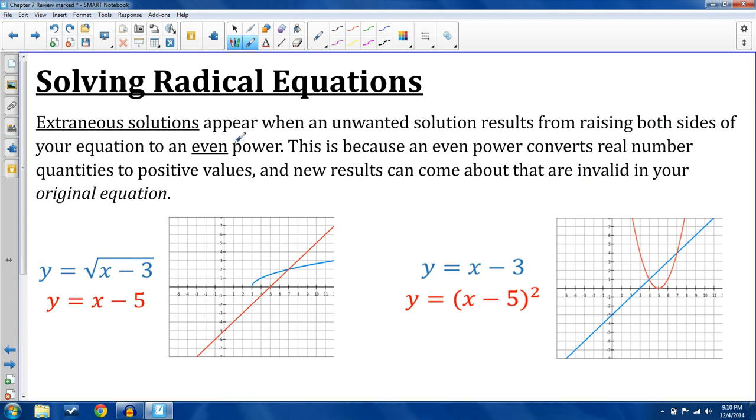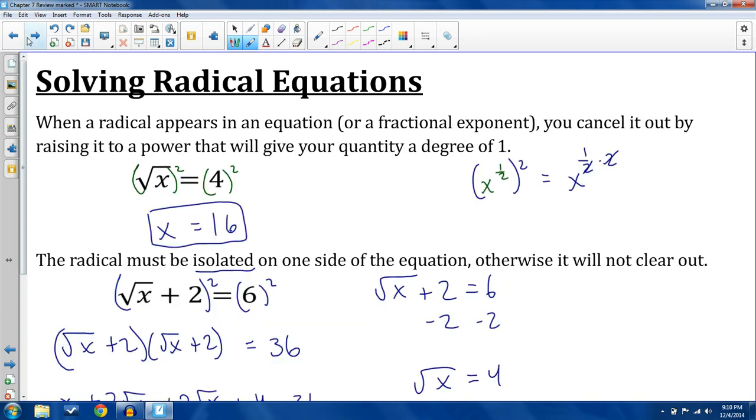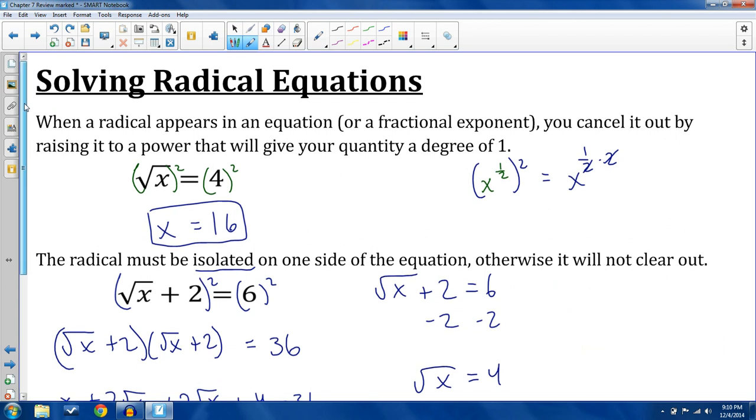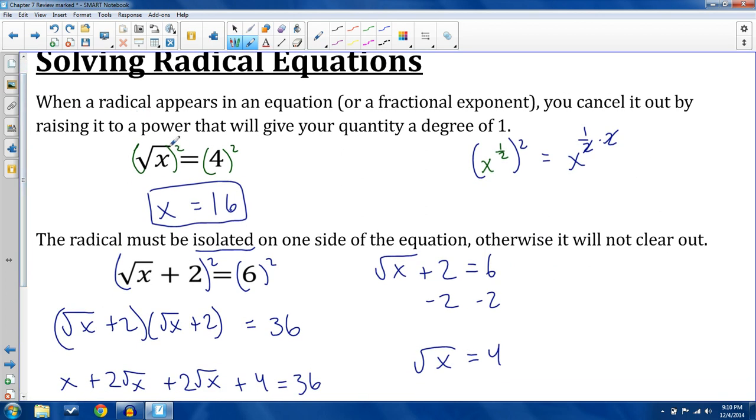So, I'll give you an example of what I'm talking about through use of graphs here. By extraneous means you got an answer and it doesn't work for your original equation. And there are reasons behind that for square roots and everything else. So let's go back to here. And let's take a look at, we had to square this guy in order to solve for it.